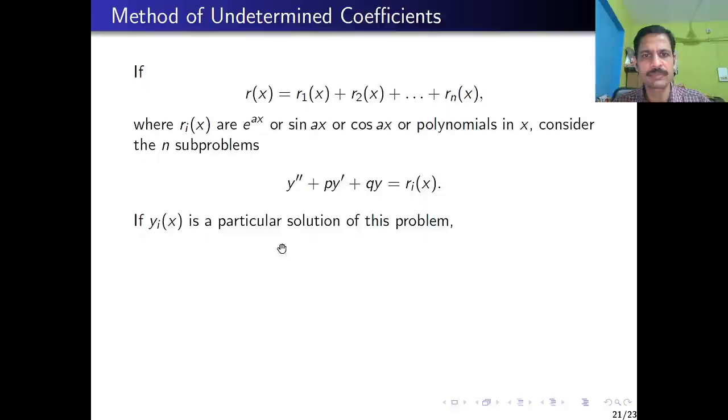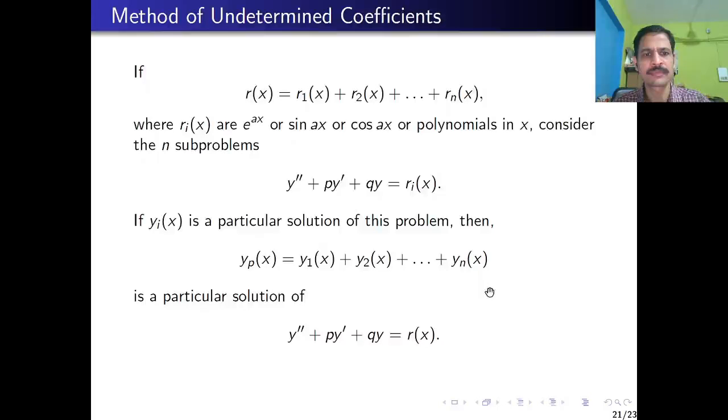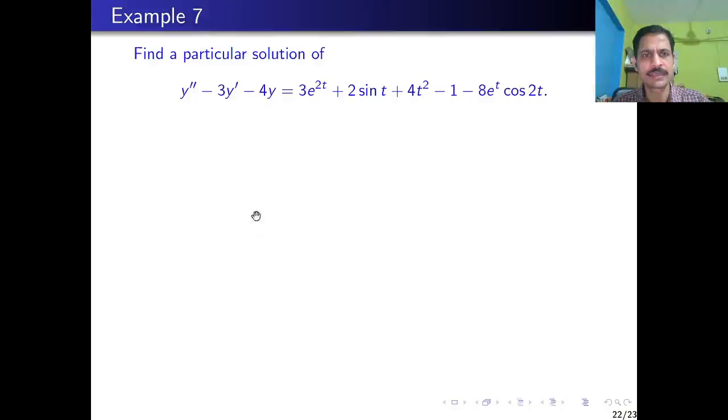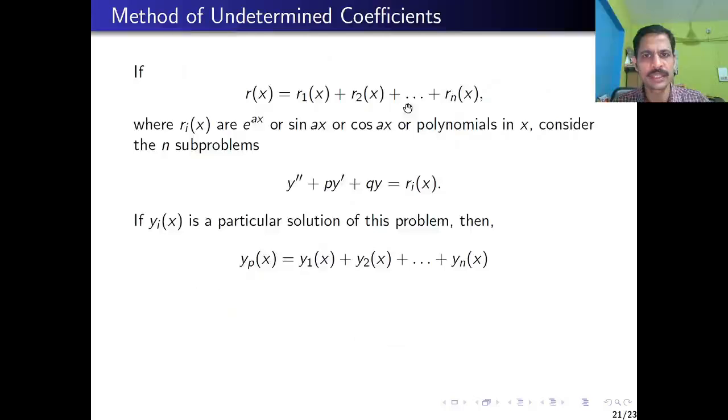If y1 is a particular solution of this problem, then a particular solution of the second order non-homogeneous ODE is ypx is equal to y1x plus y2x plus dot dot dot ynx. We'll see an example illustrating this method.